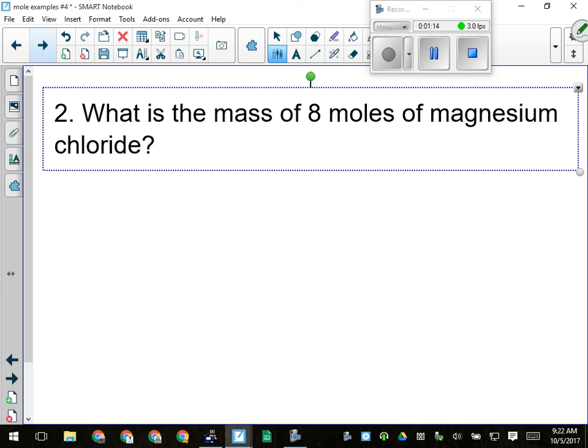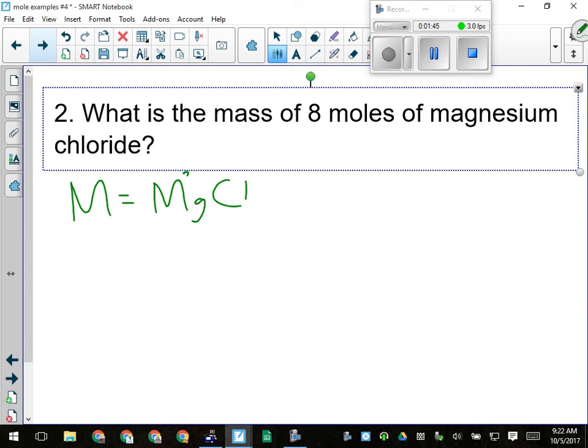For question number 2, we're looking for the mass of 8 moles of magnesium chloride. Every time I have a unit exam, I put on a question just like this one, where you have to drop and swap correctly to get the correct answer. It's really important that we remember, if we're given an ionic compound, that we have to drop and swap it. If I don't, I'm not going to get the right molar mass, and everything I do with molar mass after that is going to be wrong.